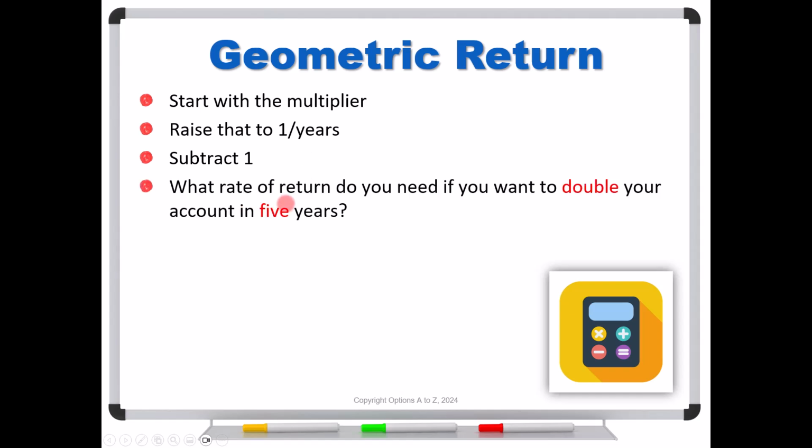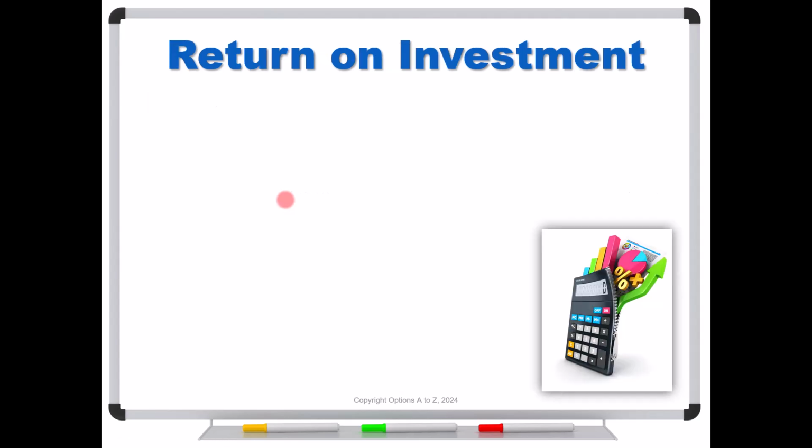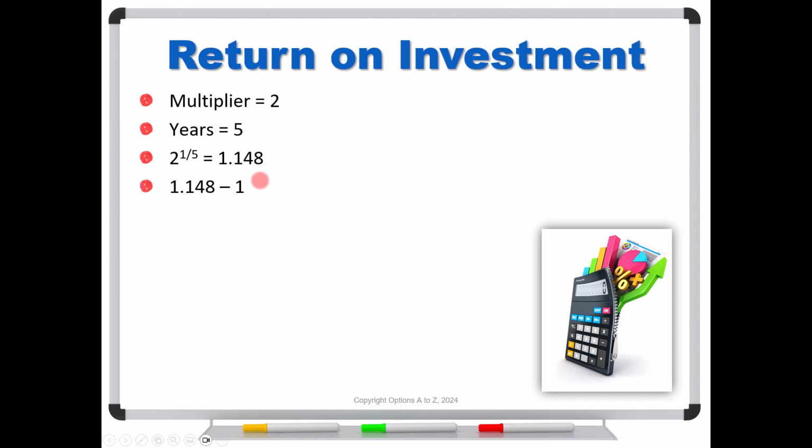So, what rate of return do you need if you want to double your account in 5 years? Here's the way you do it. Remember, your multiplier is 2, number of years is 5. Take 2 raised to the 1 divided by 5, or to the 1/5 power, equals 1.148. We subtract off 1, and that gives us 14.8% per year. So that would really be your target, 14.8% per year, to double your account in 5 years.